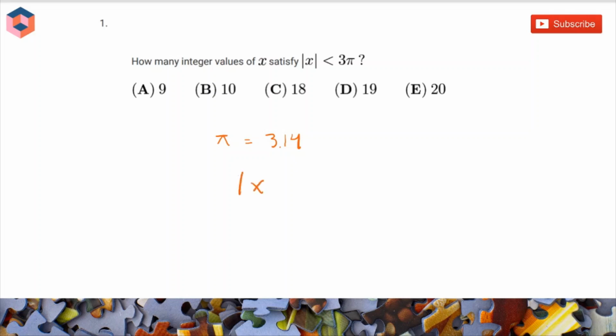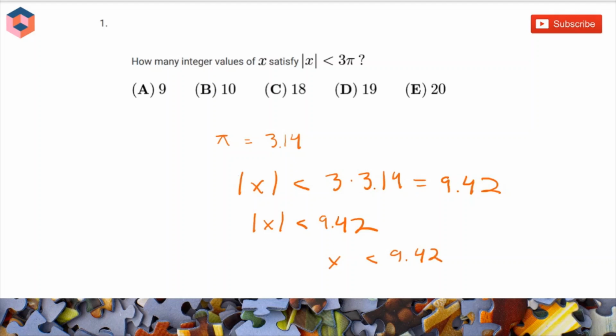So we have that the absolute value of x is less than 3 times 3.14, or 9.42, since 3 times 3 is 9 and 3 times 0.14 is 0.42. So the absolute value of x is less than 9.42. This is only true when x itself is less than 9.42 and greater than negative 9.42. Since we're looking for the integer values, the values that work are from negative 9 all the way to positive 9.